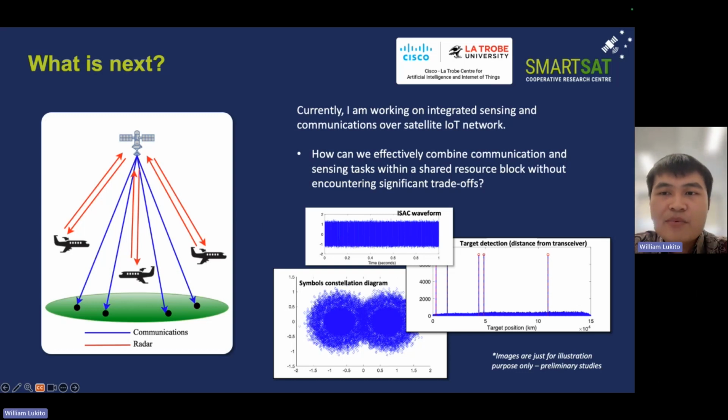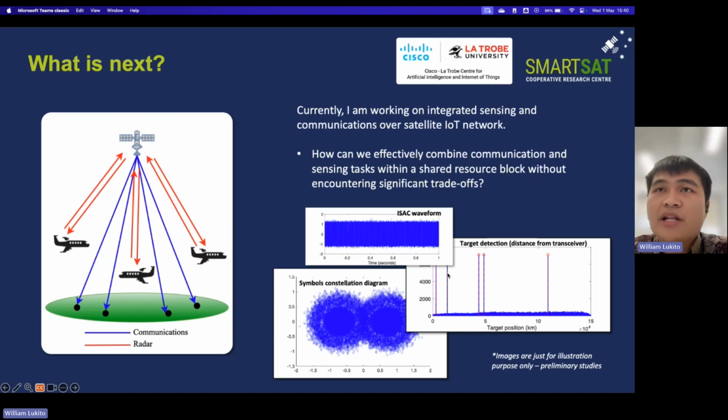This is very important because intuitively, if we increase the priority of a task, then the other task performance will become worse. So here I put some very short preliminary studies. I try to transmit information and at the same time also do sensing. Here is a very short demonstration that we are able to decode the data with BPSK modulation, and we also got the position of 5 targets at the same time.